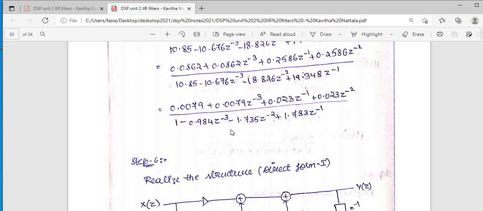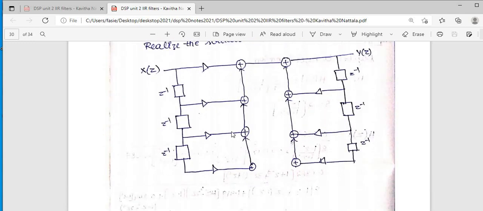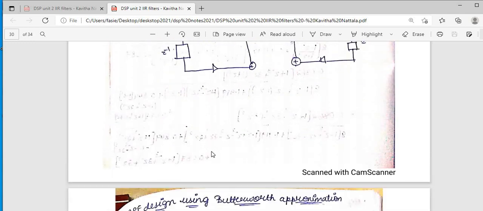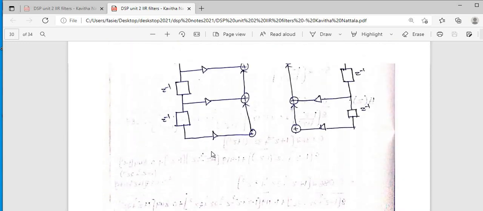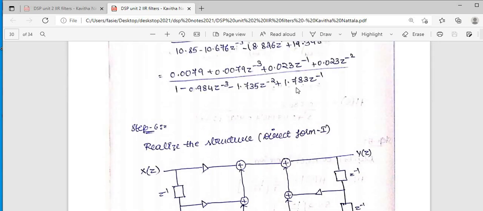Tell me the coefficients here. 0.0079. So we are just plotting directly here. I'll be drawing the complete structure. We'll just write down here the coefficients that are missing. What will we write, students, with X of z? First coefficient is 1.783, it should be the first here, because only z power minus 1 is there, no? Similarly for the second here, minus 1.732, because z power minus 1 will become z power minus 2.